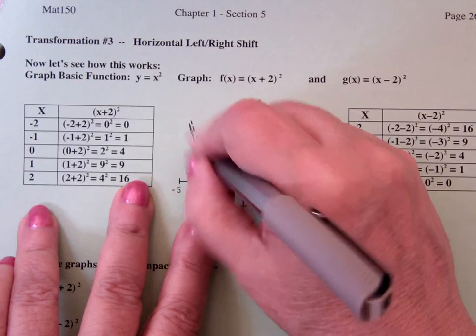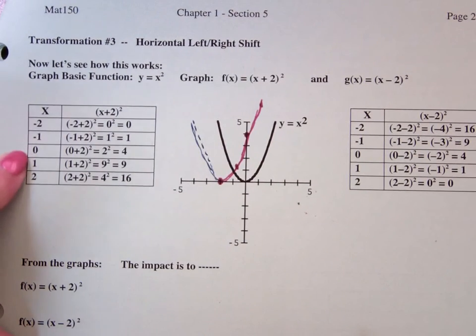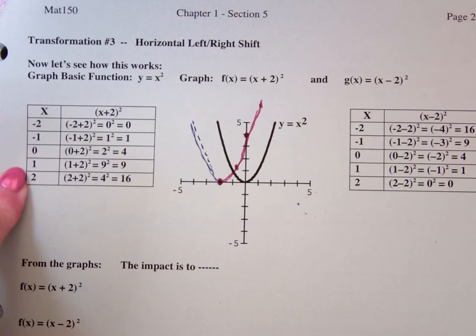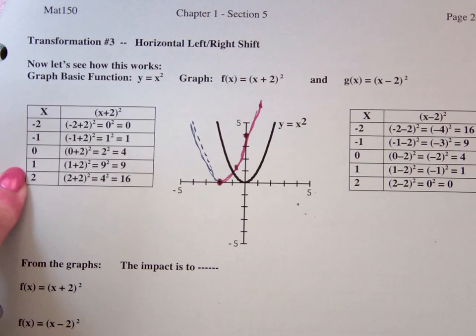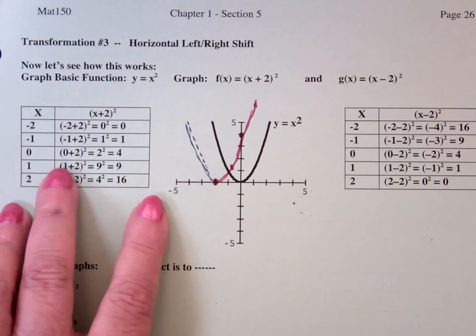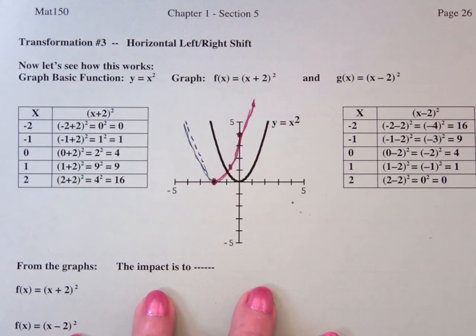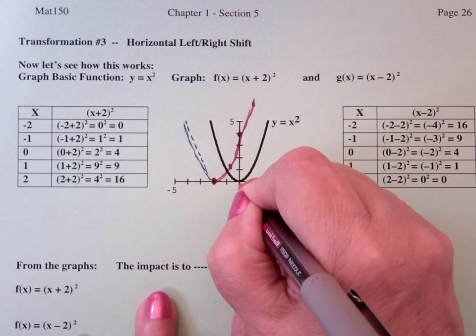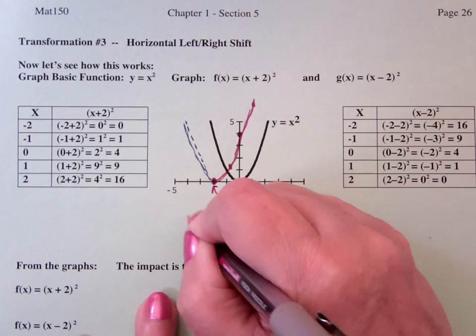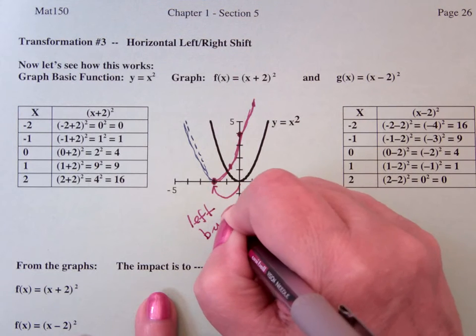That's the downside of trying to graph this thing using the normal T-bar chart, because you don't get the whole graph. But more importantly for us, I notice that this has been moved to the left by 2 units.